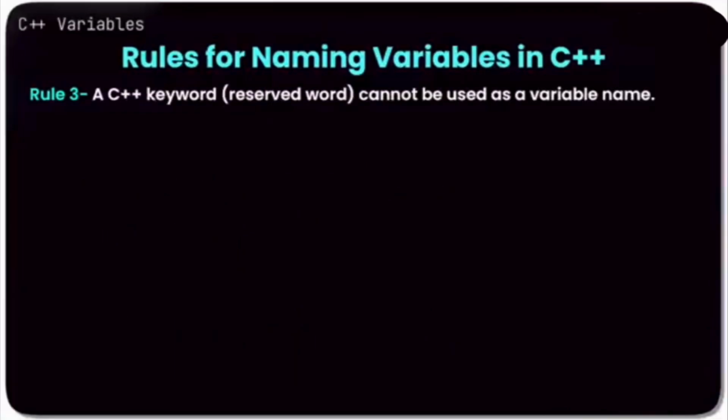Now, rule number 3 of naming of variables in C++ is a C++ keyword, which is known as a reserved word, cannot be used as a variable name.